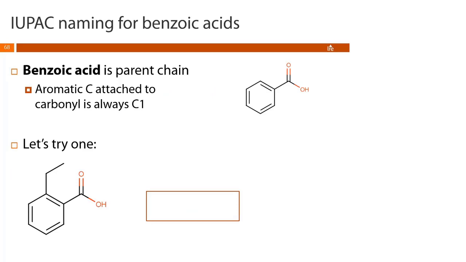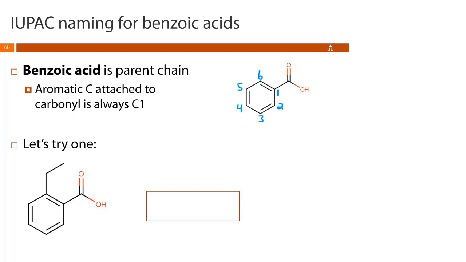Okay, so in earlier slides, I told you that when you're naming carboxylic acids, the carbonyl carbon will always be carbon number 1. Well, here's the one exception to that rule. When you have a benzoic acid, that's where you have a benzene ring attached to a COOH, the aromatic carbon attached to the carbonyl will be carbon 1. So this molecule at the top right is benzoic acid. So if I were to number this benzoic acid molecule, the aromatic carbon attached to the carbonyl has to be carbon number 1. And then we're just going to go in order around the ring.